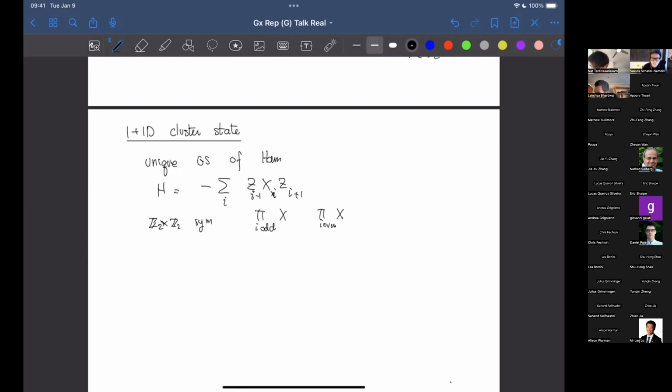So you can see that it commutes with the Hamiltonian because it commutes with these two Z's, for example, when you act on half the sites. Okay. And it is an SPT actually protected by Z2 times Z2 symmetry, and is given by this A1 cup A2 class in H2.